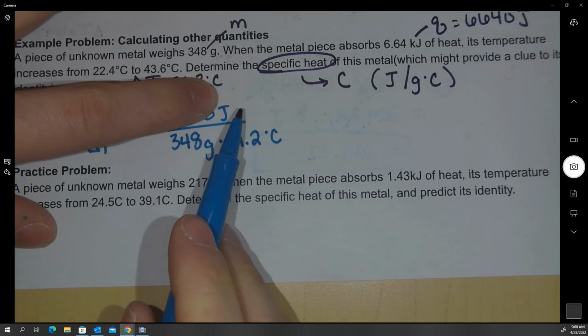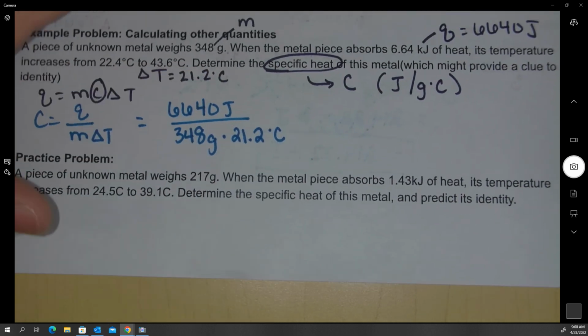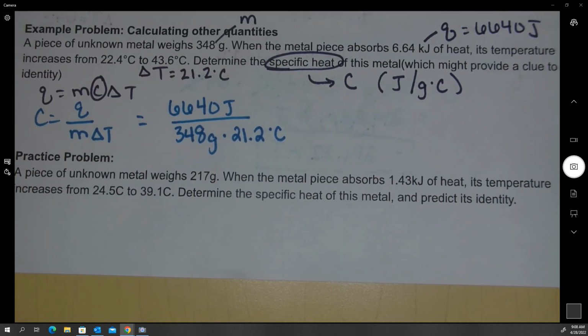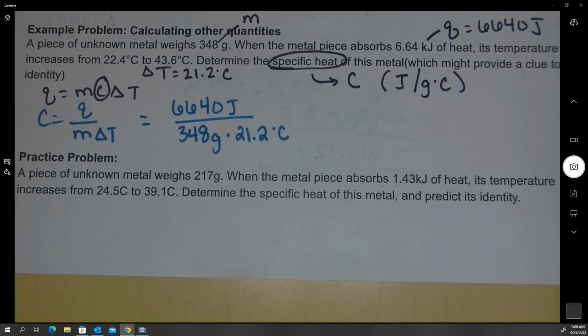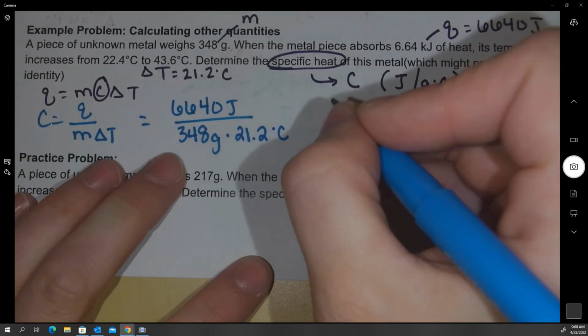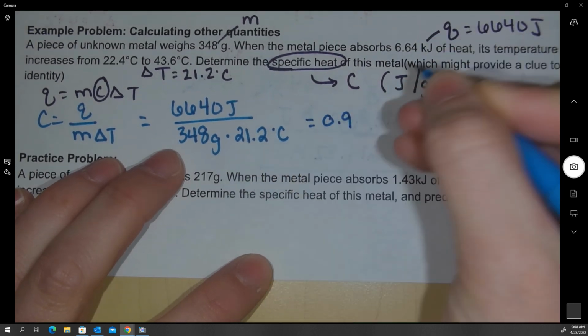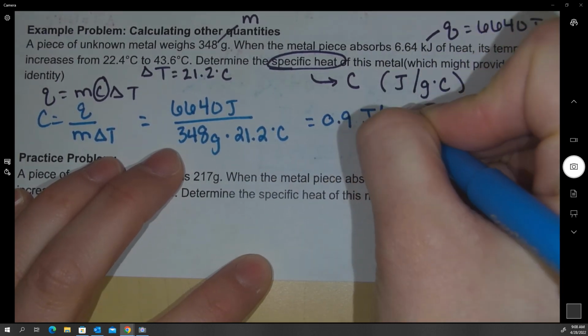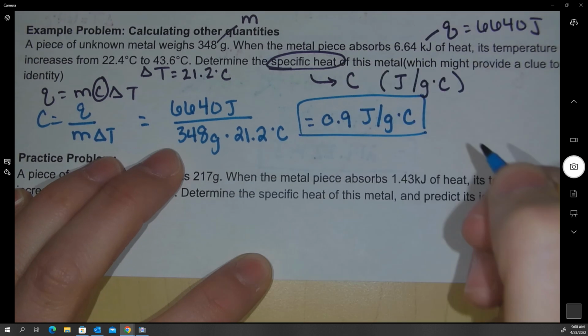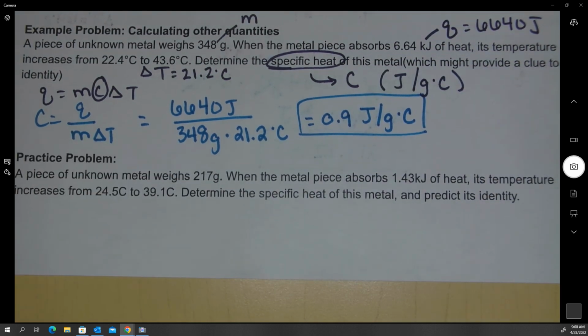See how we get the joules over gram times degrees Celsius down there? So that's where this unit comes from. When we type this into our calculator, we get an answer of roughly 0.9 joules per gram degrees Celsius. So this is our specific heat. The next thing that we're going to do is look at our specific heat chart, and see what specific heats are around 0.9.